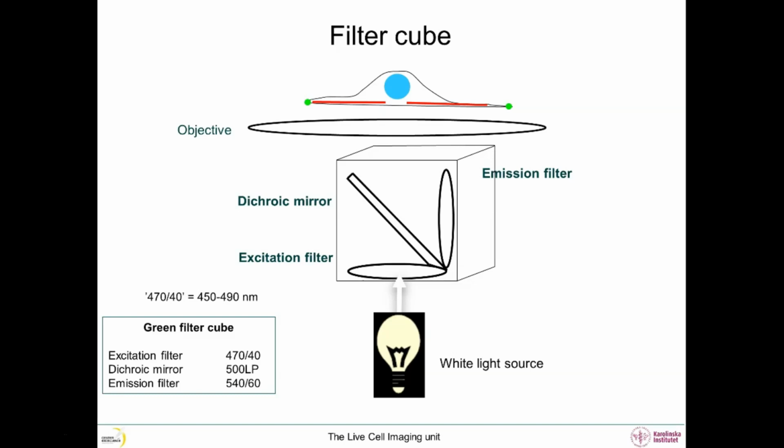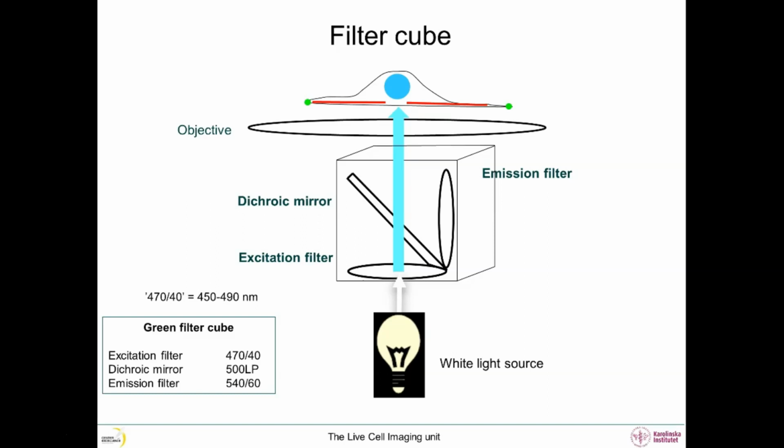This is in the blue part of the visible light spectrum. Such a filter with a specific range is called a bandpass filter, often abbreviated as BP. Only the blue light needed to excite FITC is transmitted.